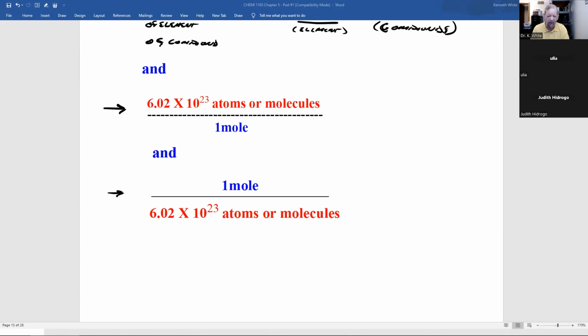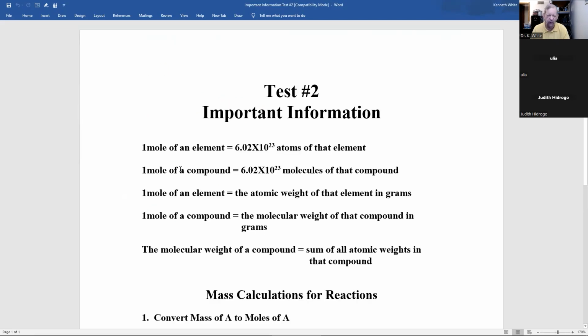Now, if you go to the important lecture folder, you'll see important information, test number 2 if you scroll down. In the past, students would have to memorize 1 mole of an element equals 6.02 times 10 to the 23rd atoms of that element. 1 mole of a compound equals 6.02 times 10 to the 23rd molecules of that compound. Good news, you don't have to memorize it.